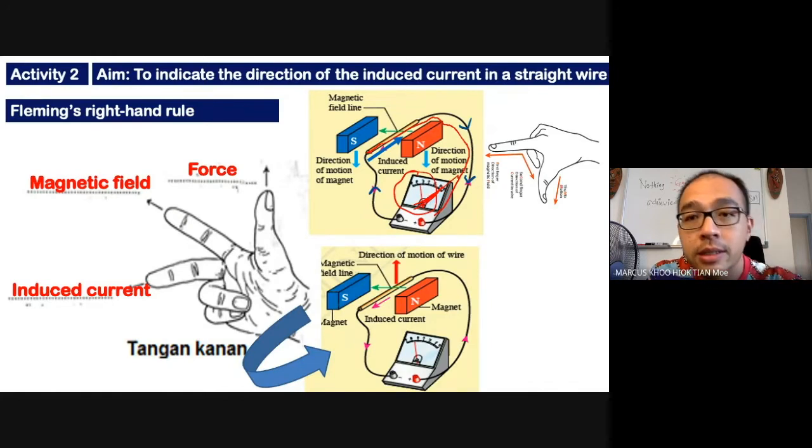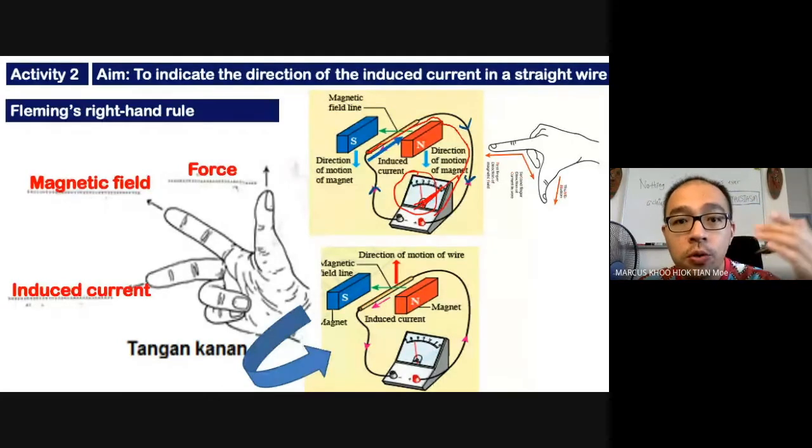Because as I said yesterday, the direction of the deflection of the galvanometer shows you where the current is coming in from. So actually the pointer should be this way.